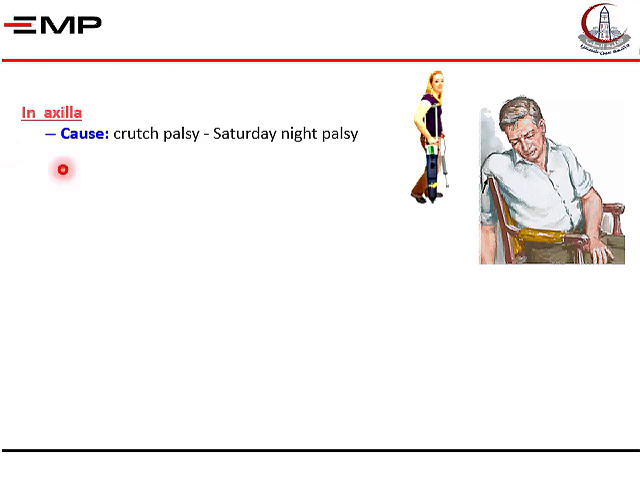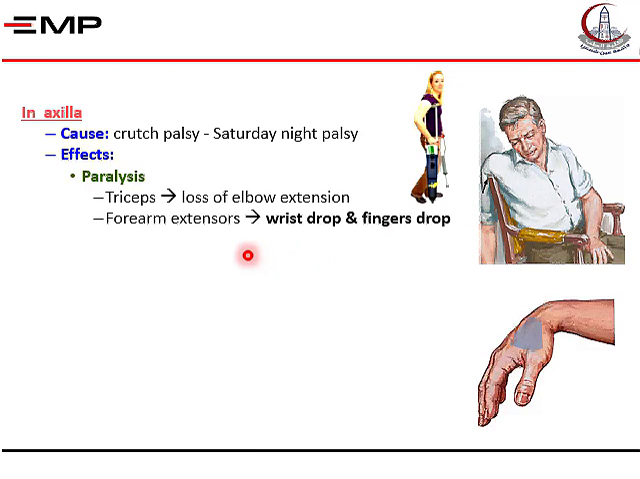The lesion in the axilla is caused by crutch palsy, from the older crutches which used to compress on the axilla, and there is a lesion called Saturday night palsy, which occurs in drunk people hanging their arms over the back of the chair. Its effects are paralysis and anesthesia.